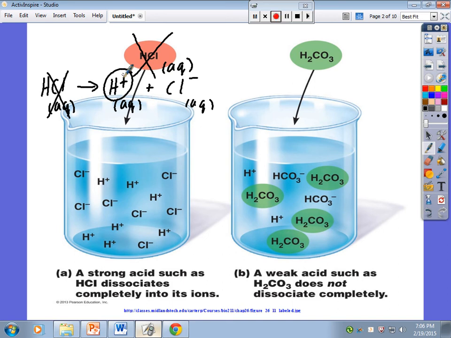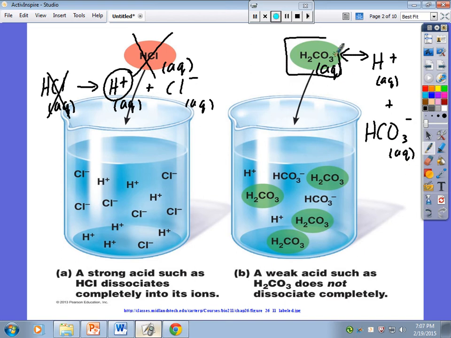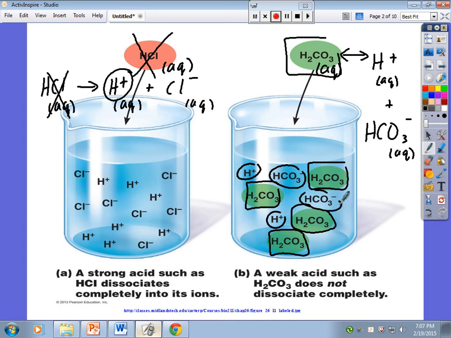Now, what's a weak acid? I can have an aqueous solution of carbonic acid, but I'm going to have a double arrow because I don't have many hydrogen ions or many bicarbonate ions floating around. So what's true here is I have mostly this. Look at this. Mostly. It's dissolved, but it's dissolved as a blob. I have very few hydrogen ions and very few of these negative ions.